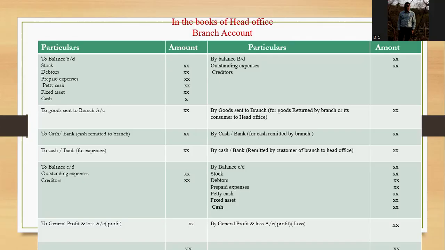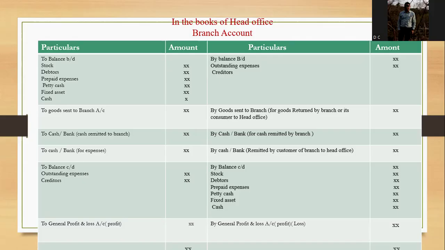Now in the debit side, head office sends goods to the branch; we have debited branch account to goods sent to branch. Suppose some goods are rejected by the branch, then the branch has to return the goods to the head office. When the head office receives the goods again, the goods will be credited in the books of head office. So generally it will be goods sent to branch account debit to branch account in the books of head office. We don't need to write goods return.